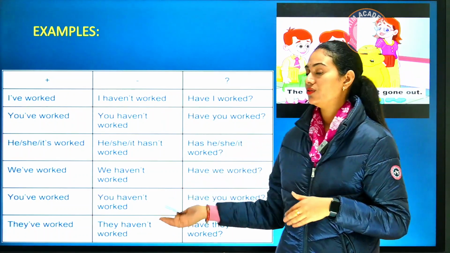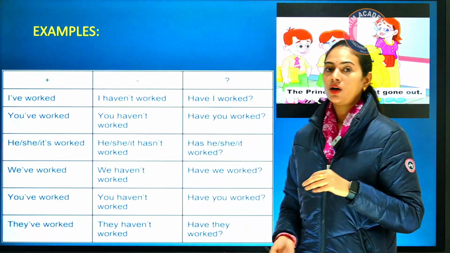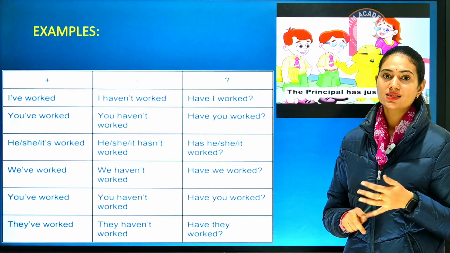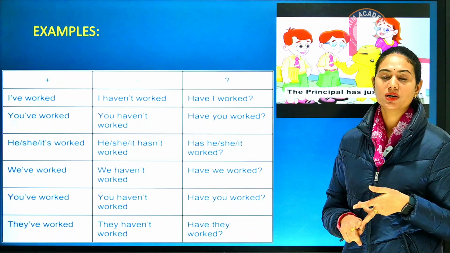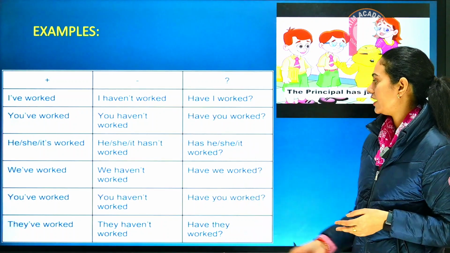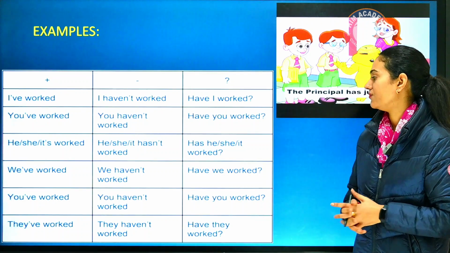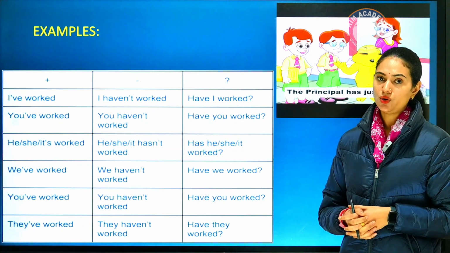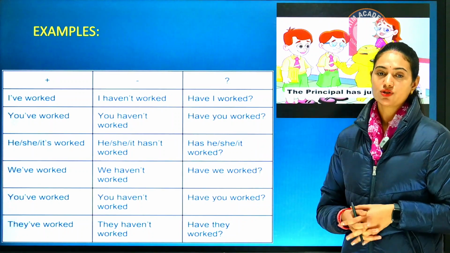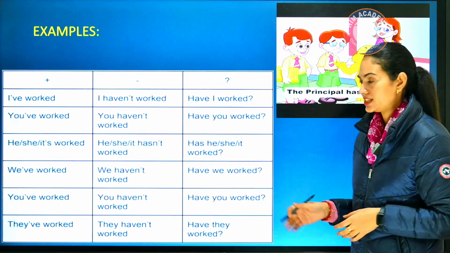We use has with third person singular, and have with first person, second person, and third person plural always. Okay. So we have worked here, we have not worked here, have we worked here, etc. These are the examples for present perfect tense.